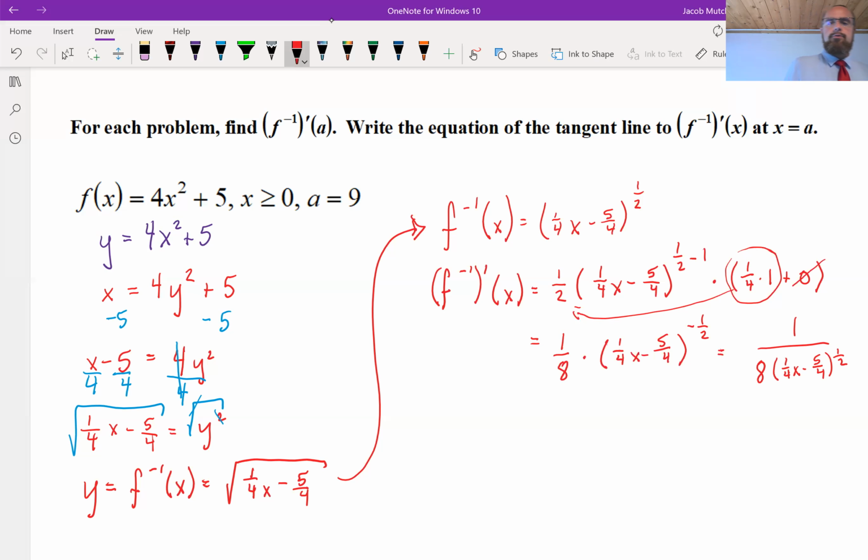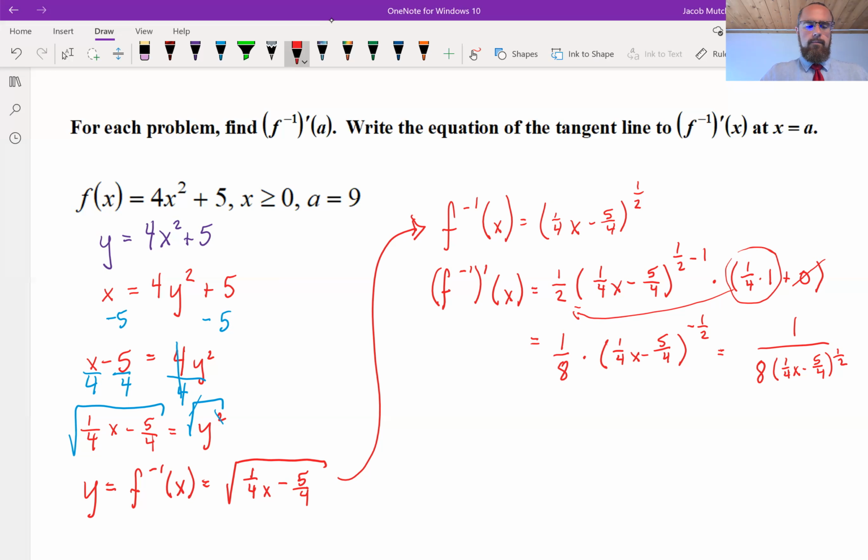So if we had just been trying to write the derivative of the inverse function, we would be done. That's complete. But what I'm interested in is writing the equation of the tangent line to the inverse at x equals, in this case, 9. So I need to get the slope of that function.